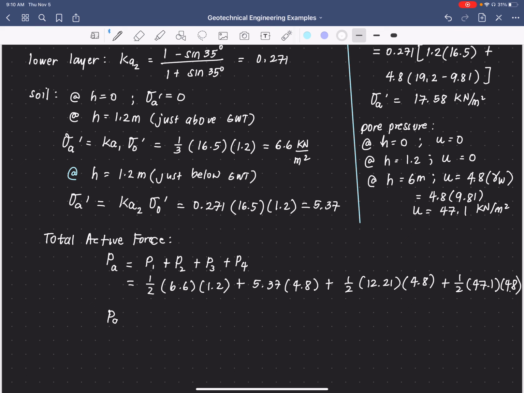Therefore, calculating this term, we can get a total active force of 172.08 kilonewton per meter.